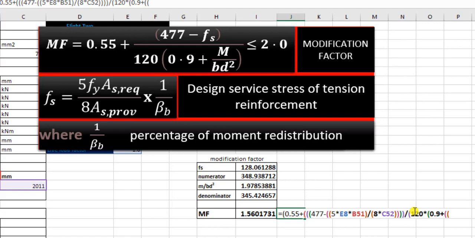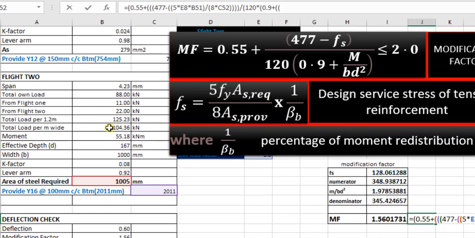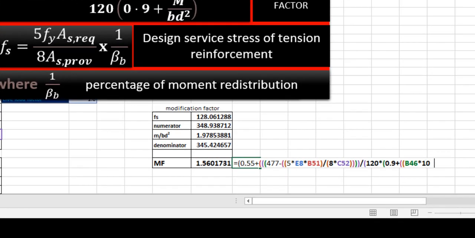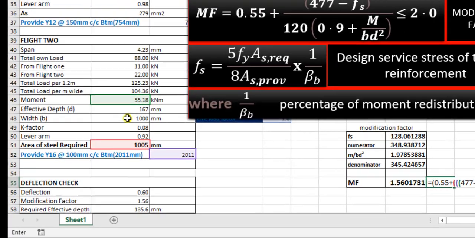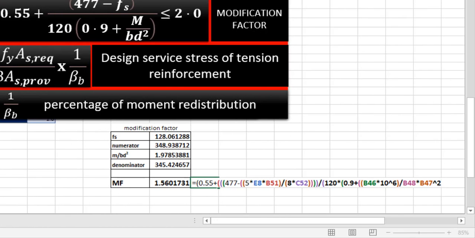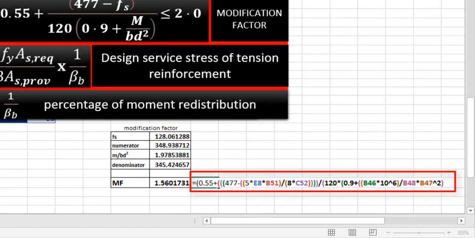open two brackets. Our m is what? This is our m, times 10 raised to power of 6. We close the bracket, divided by BD. Our B is this, times our D is this square. We close the second bracket, close the third bracket, close the fourth bracket.